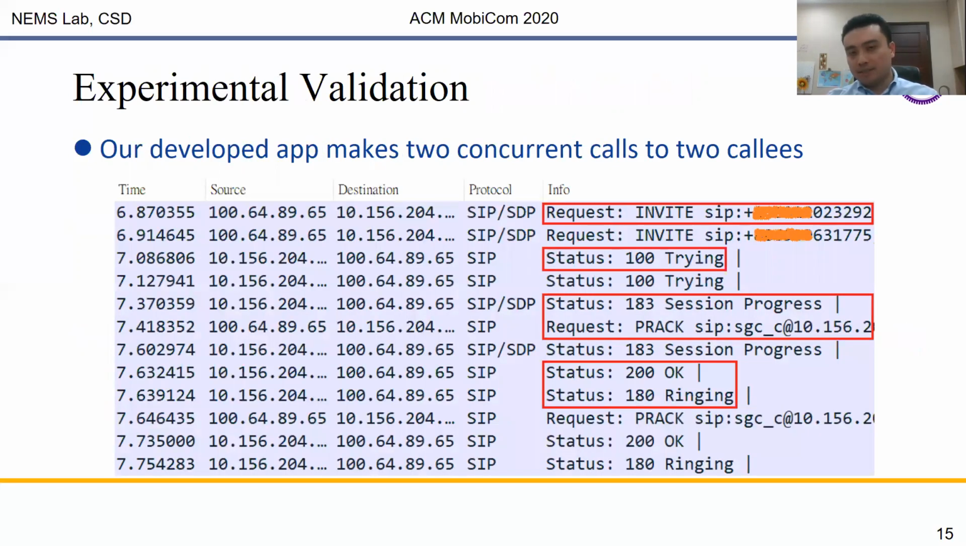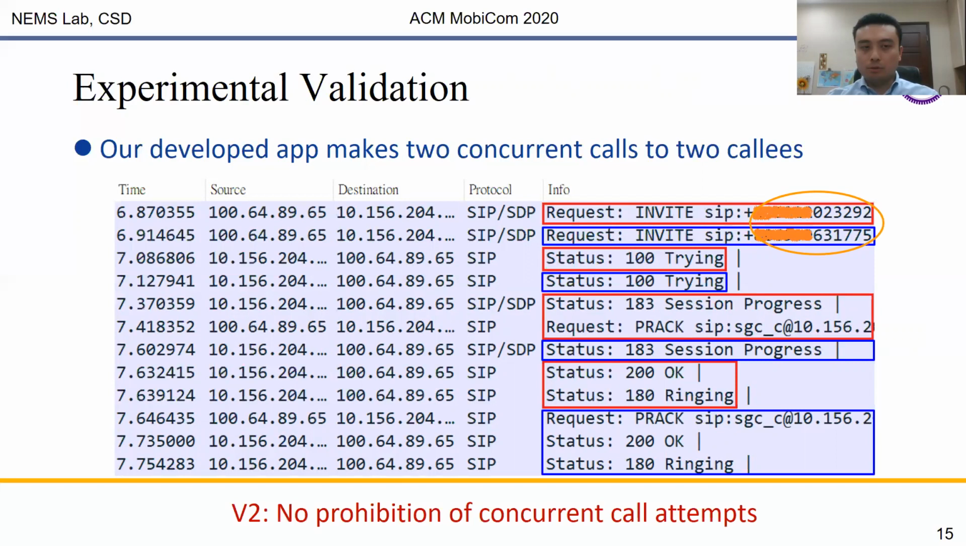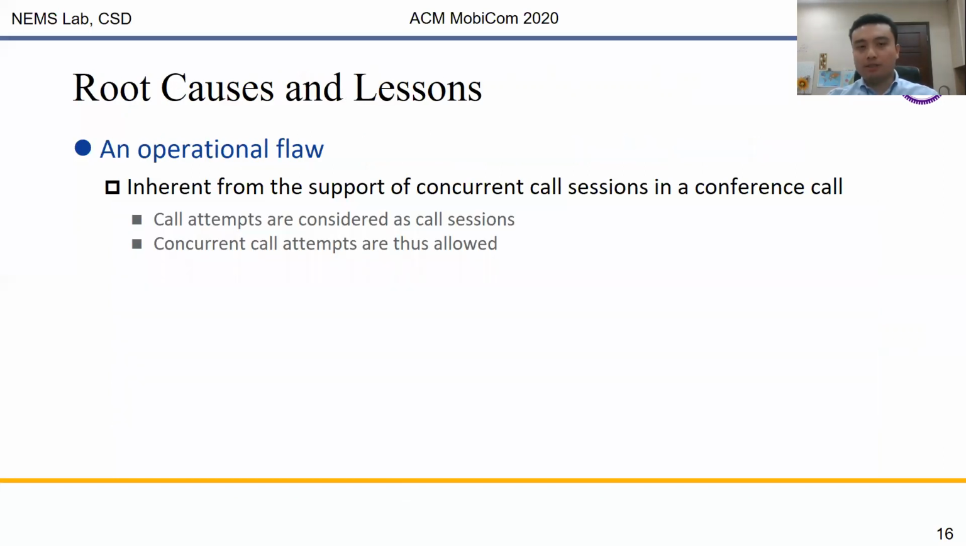Here is a trace created at the coder where our application is. The messages marked with red rectangles belong to one call session. The other messages with blue rectangles are owned by the other call session. We can observe that the calls are successfully made to two different phone numbers. So the second vulnerability is no prohibition of concurrent call attempts. It can be considered as an operational flaw.